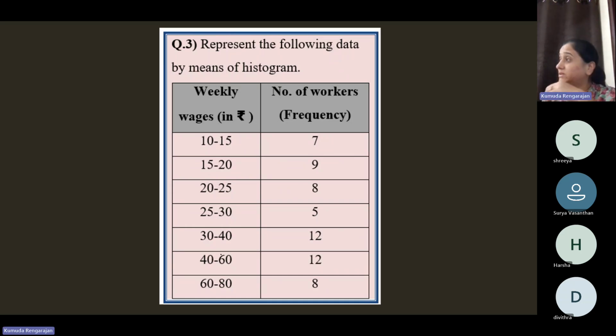Class intervals are continuous, but they don't have the same width. Can we see that? 10 to 15, 5 is the width. 15 to 20, 5 is the width. 20 to 25, 5. 25 to 30, 5. 30 to 40, 10. 40 to 60, 20. 60 to 80, 20. The width is not uniform.